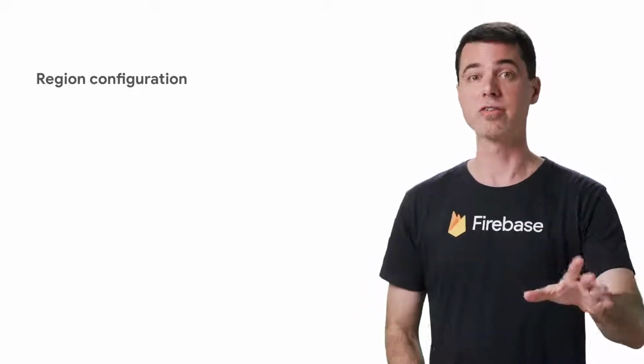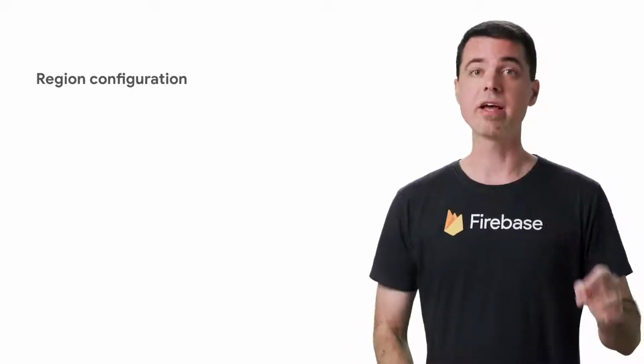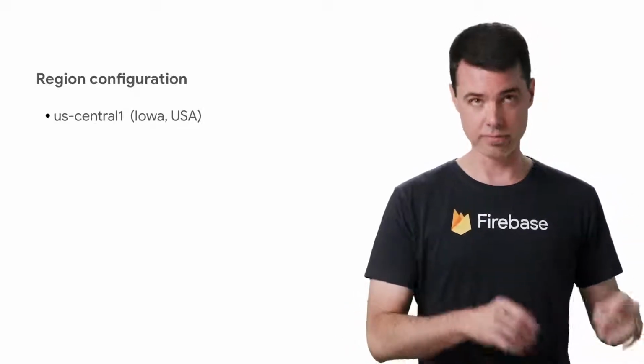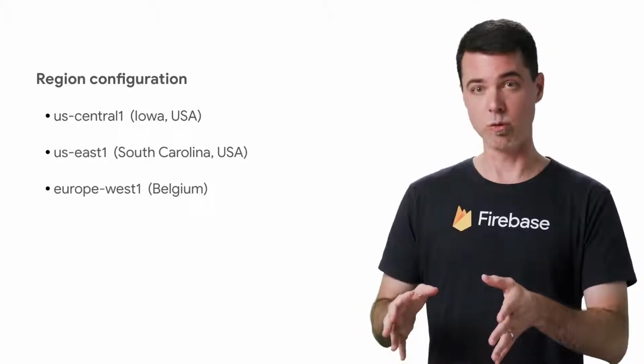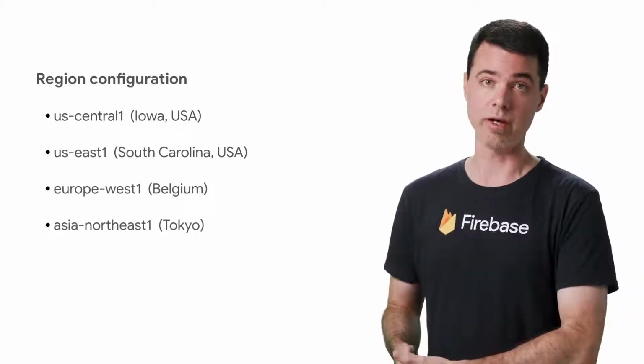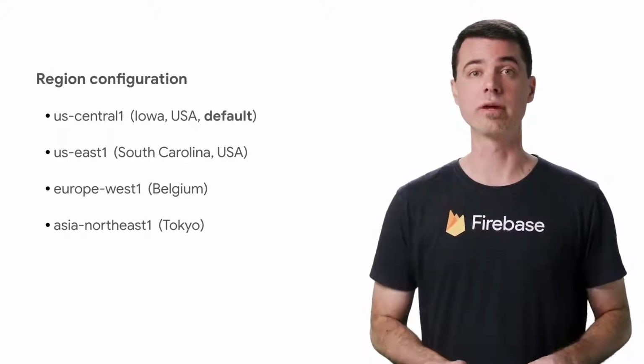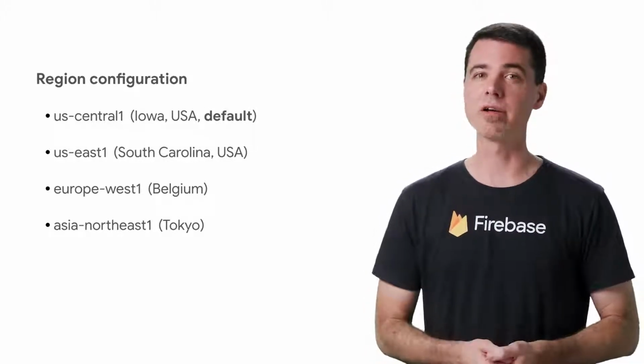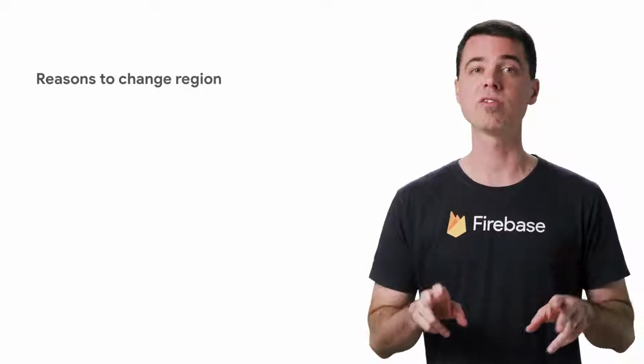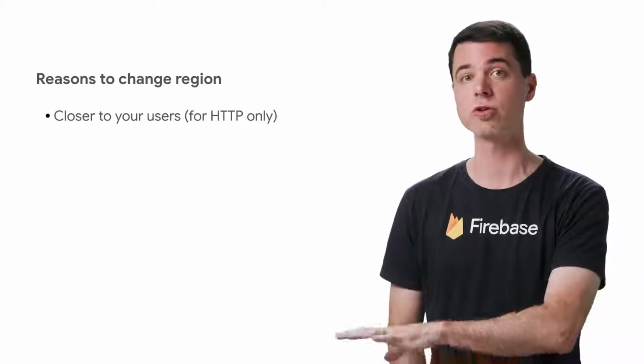For Cloud Functions, at the time of this recording, the available regions are US Central 1, US East 1, Europe West 1, and Asia Northeast 1. This should grow in the future. The default region is US Central 1. This is probably okay for most products, but there are 2 main reasons why you'd choose a different region for Cloud Functions. First, you might want to put your functions closer to your users.